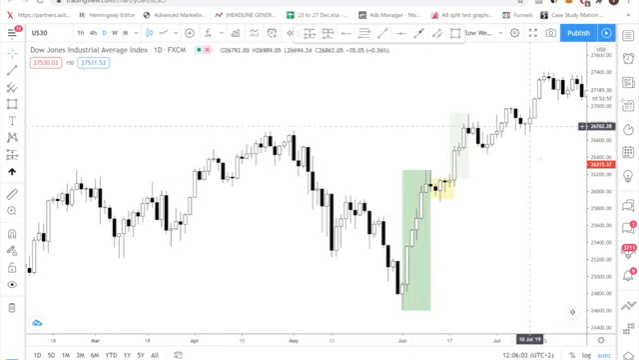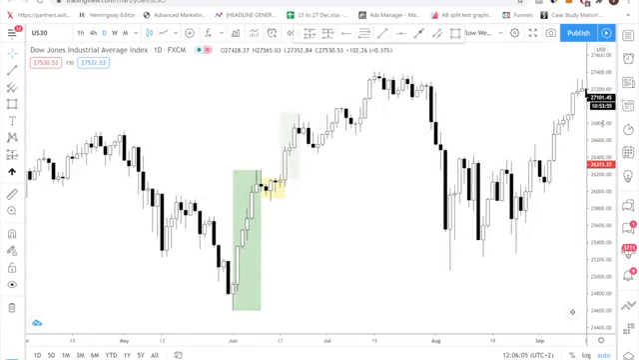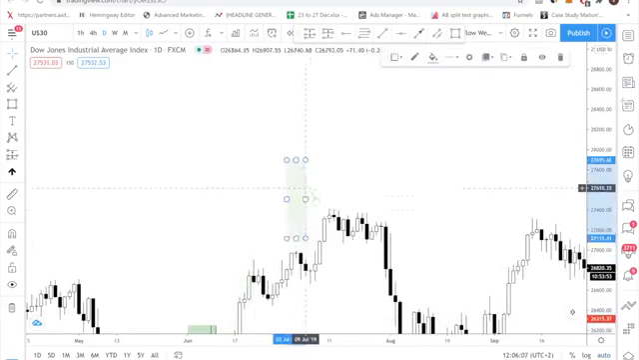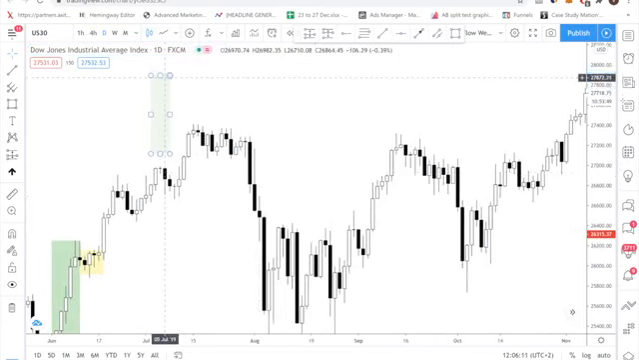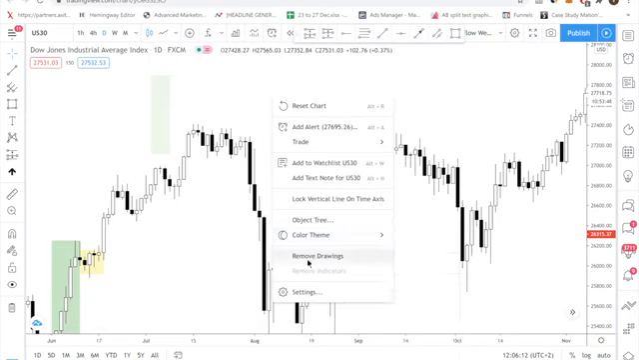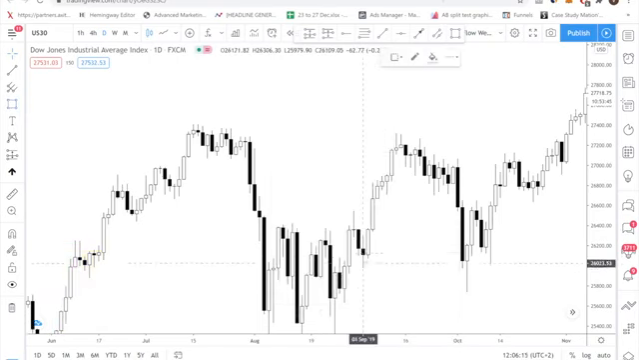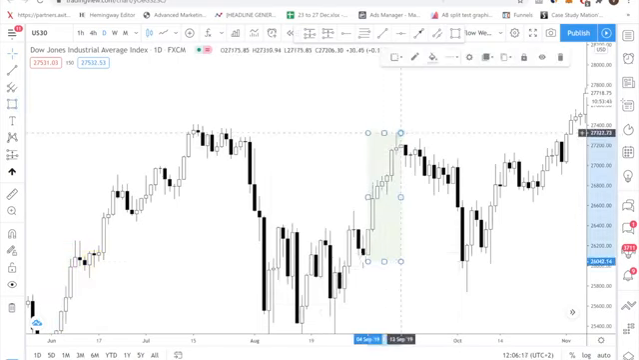Let's look through some more examples just to solidify your understanding. So you have it here also. Let me just clear everything first. Just one more, then we'll move on to the corrective portion. So this area as well is an impulsive move. Criteria number one is that you have predominantly one color. So you can see that this entire move up is one color. It's all bullish candles. It's all white.